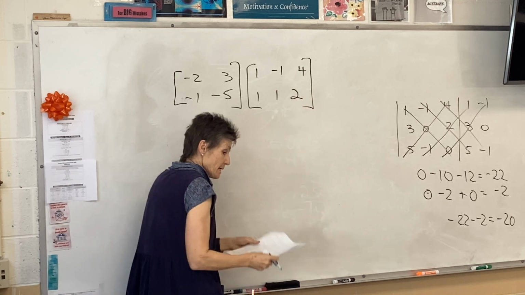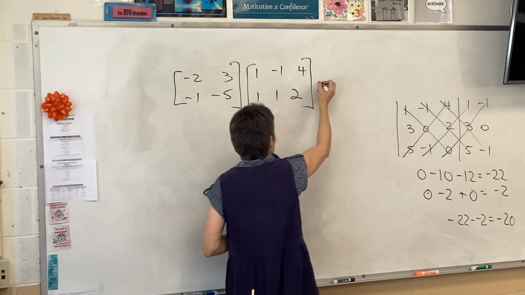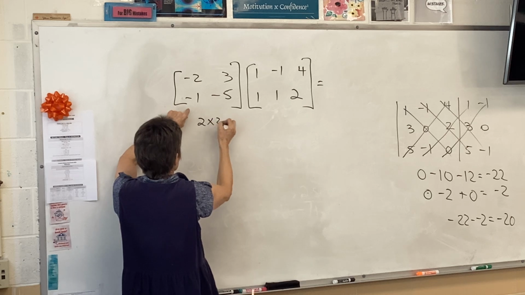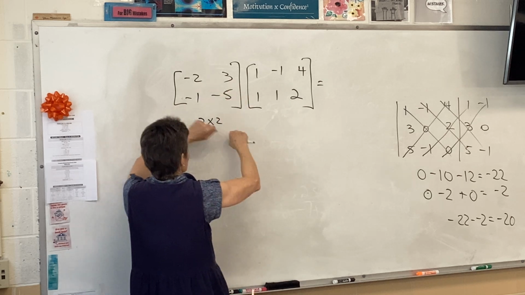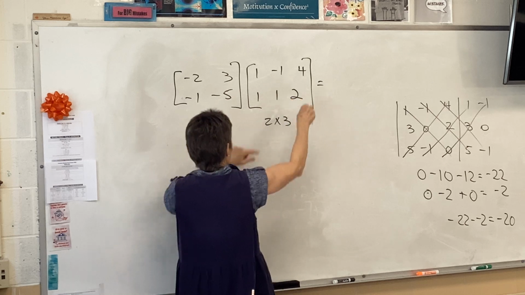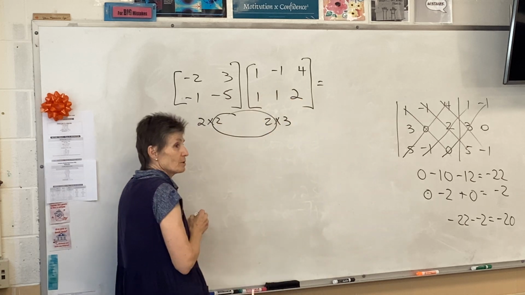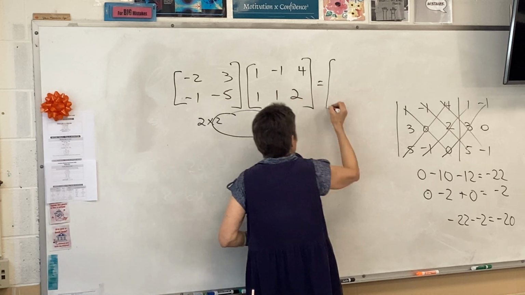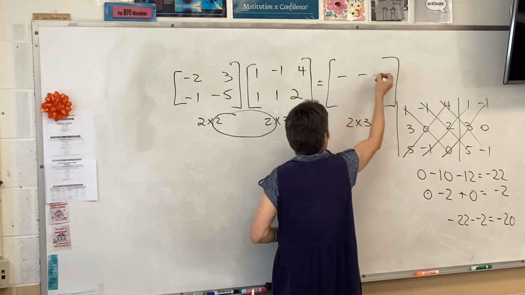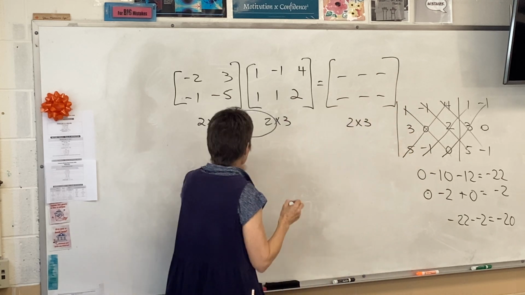So, first thing I do is make sure I can even do it. This one is a 2 by 2, 2 rows, 2 columns. This one is a 2 by 3, 2 rows, 3 columns. So I can multiply, and my answer will be another 2 by 3. Because of this right here.